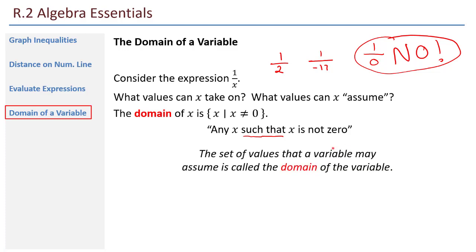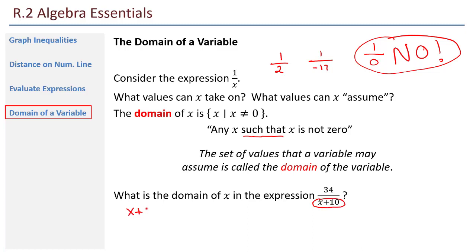Here's our definition of domain: the set of values that a variable may assume. That's what's called the domain of the variable. One more small example. What's the domain of x in this expression, 34 divided by x plus 10? Well, all I know is that this denominator may not equal 0. x plus 10 may not equal 0.